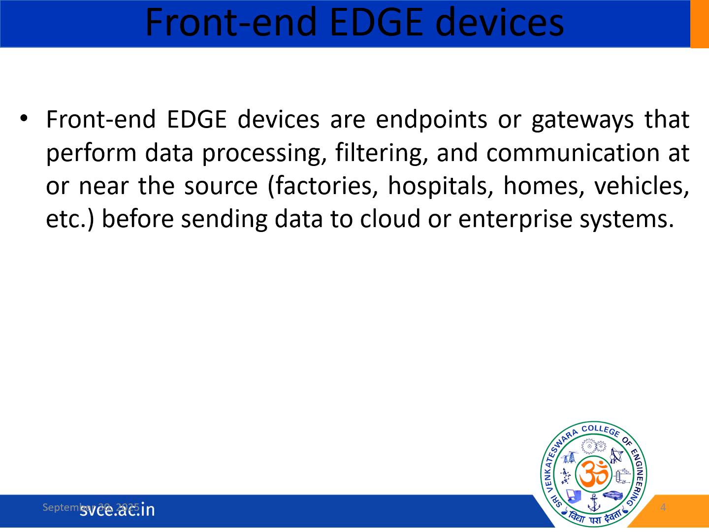So front-end edge devices are endpoints or gateways that can perform data processing, filtering, and communication in various domains, for example factories, hospitals, homes, vehicles, etc. So it can send data to the cloud or any other enterprise systems. So when you consider IoT sensors and actuators, they can be used for sensing temperature, humidity, pressure, vibration sensors, smart meters, smart thermostats, and other industrial actuators.